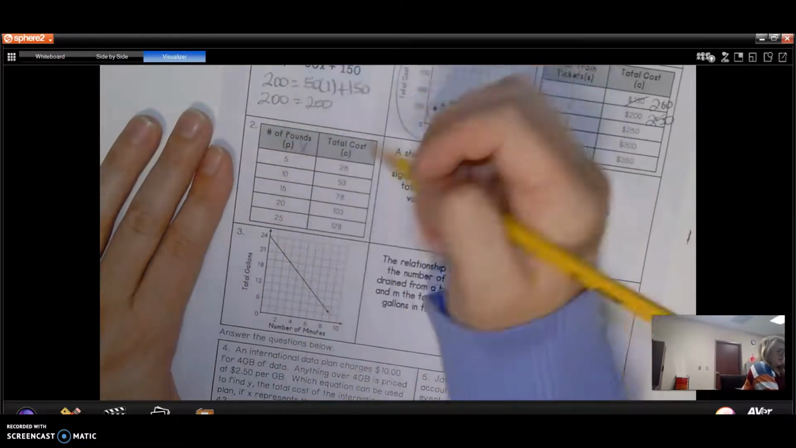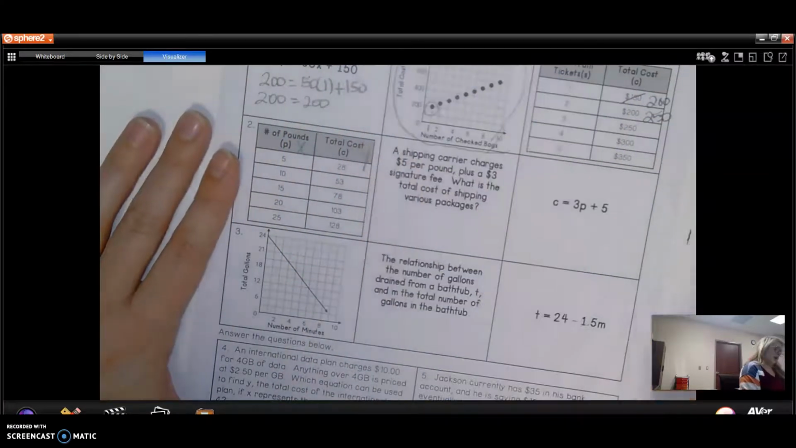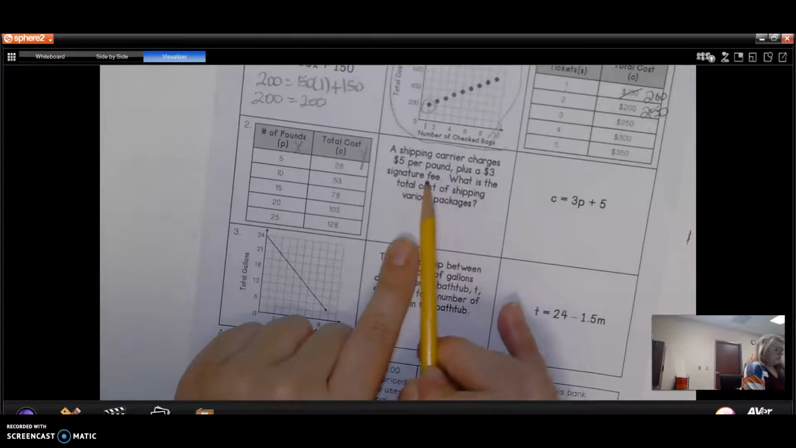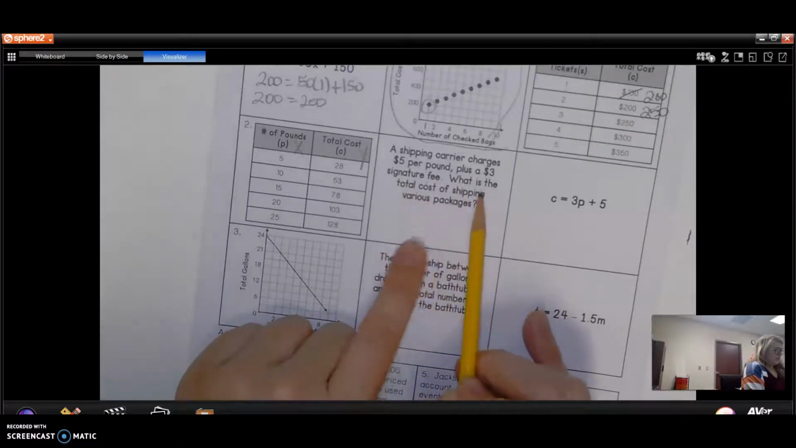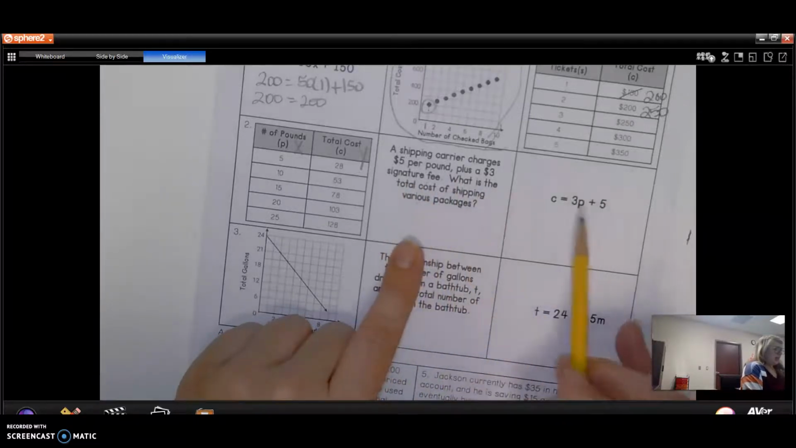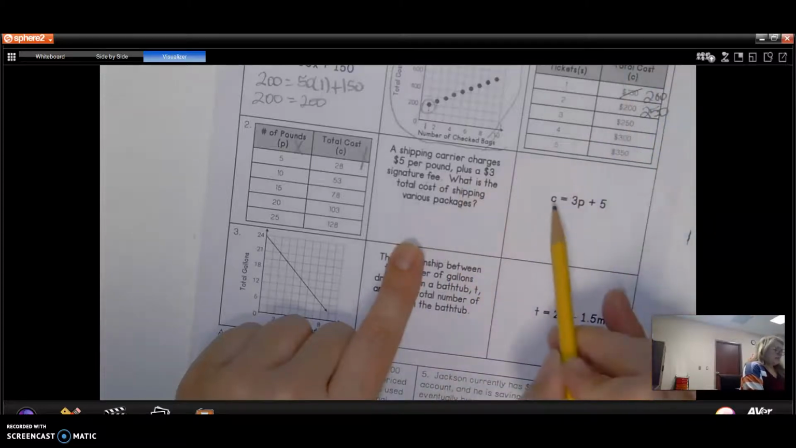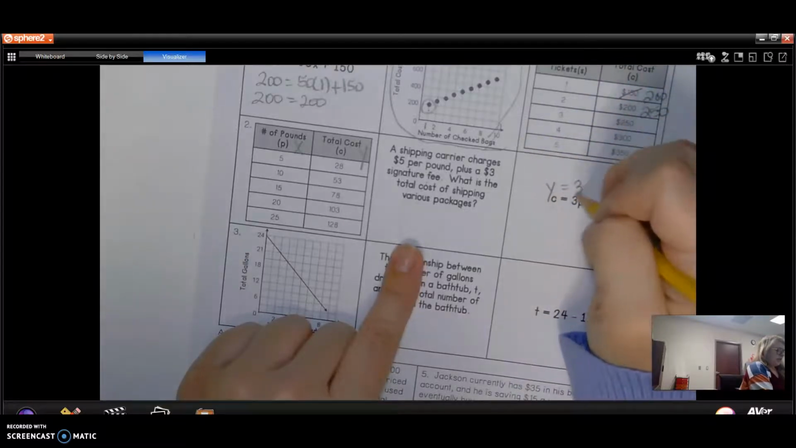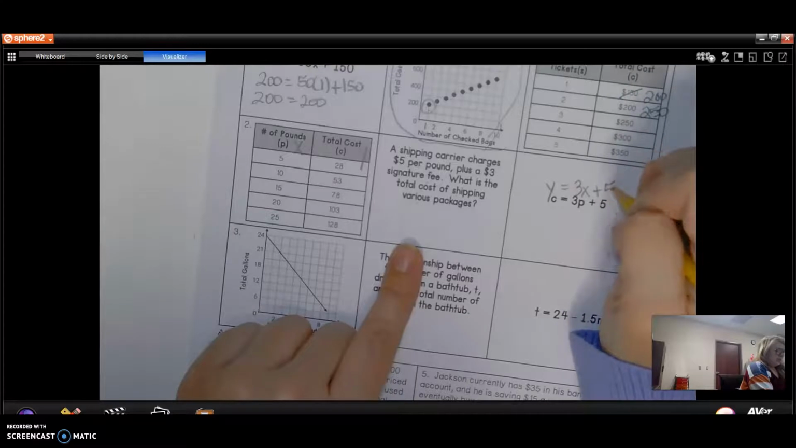So for number 2, we have the number of pounds. This is going to be our x, and the total cost, which is our y. And then Frankie says a shipping carrier charges $5 per pound plus a $3 signature fee. What is the total cost of shipping various packages? And then Dean says C equals, so my y equals 3 times my x plus 5.